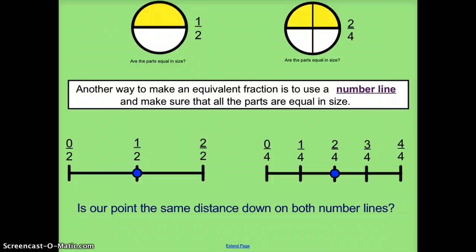So let's take a look here. Here's our fractions 1/2 and 2/4. And this fraction number line has 1/2 represented on it. And we've taken the same number line but added a couple more partitions to make it 2/4. You can see this point is halfway down the number line, and this point is halfway down the number line, or we could say 2/4.